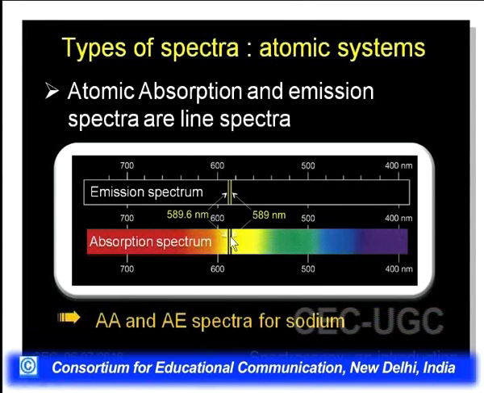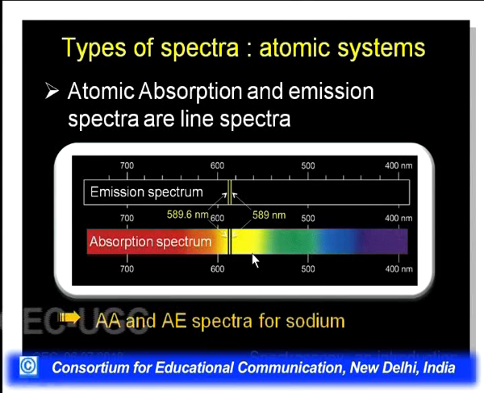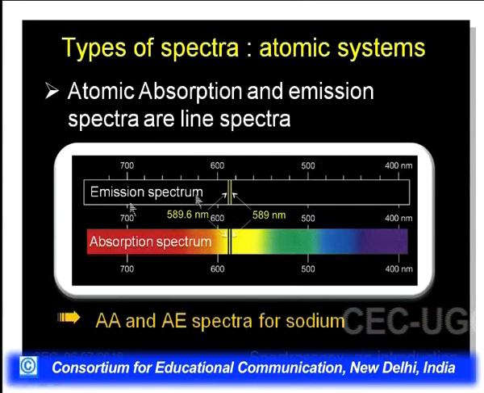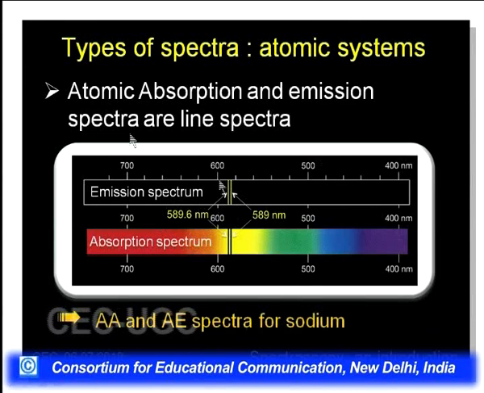On the other hand, if I take sodium vapors there, and this is an excited state, when it comes down, this gives out the same radiation out over there. This is an emission spectrum. That is a typical way of looking at the atomic spectra. Atomic spectra are relatively simpler there. So emission spectrum is like this.